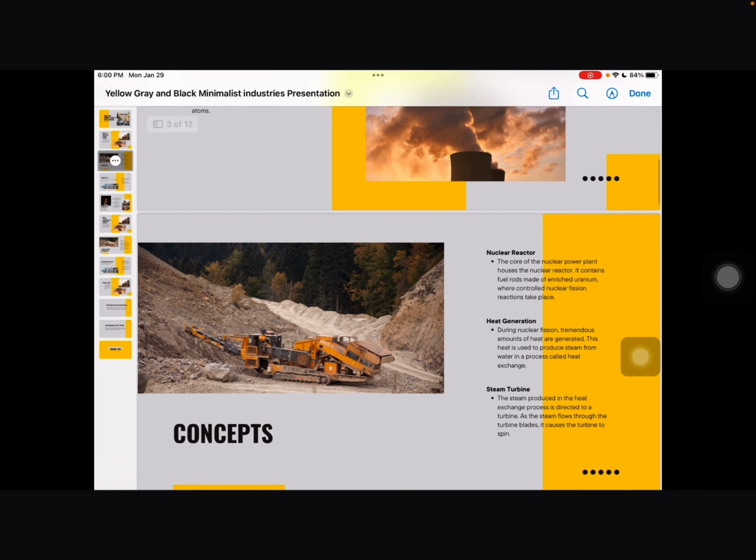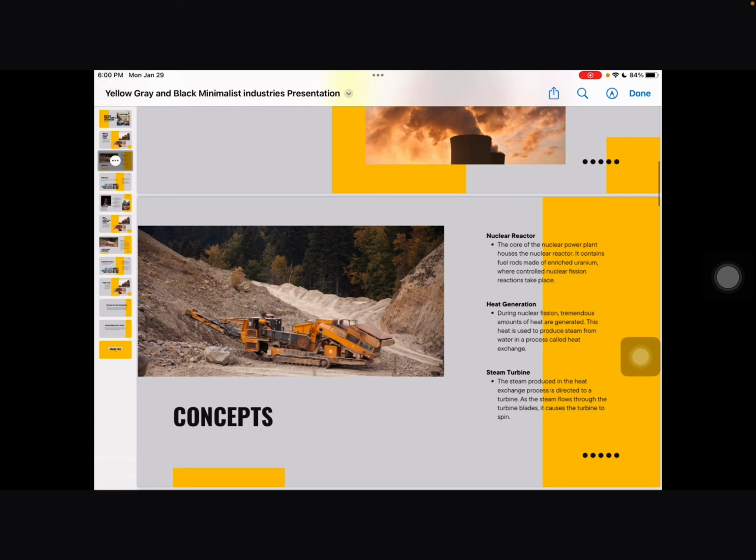For the concept of nuclear power plant, the first one is the nuclear reactor. It is the core of the nuclear power plant. It contains fuel rods made of enriched uranium where controlled nuclear fission reactions take place. And then another one is the heat generation. During nuclear fission, a tremendous amount of heat is generated. This heat is used to produce steam from water in a process called the heat exchange.